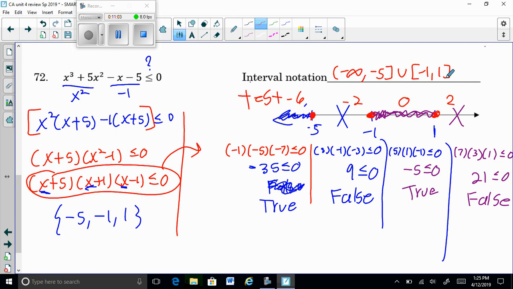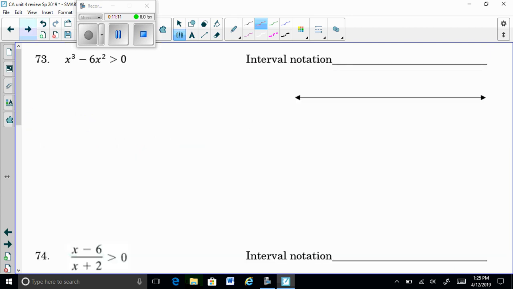Okay, so I've got one more similar to this, and then we're going to look at the ones that are rational, which are fractions. This one actually shouldn't be too bad. We can start by factoring out an x squared. And so we're going to be left with x minus 6 is greater than 0. So your two solutions here are just 0 and +6. So actually, I'm back to only having two solutions.